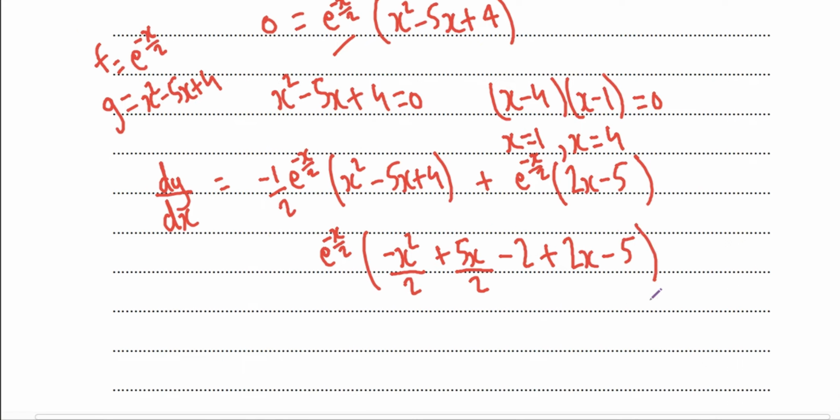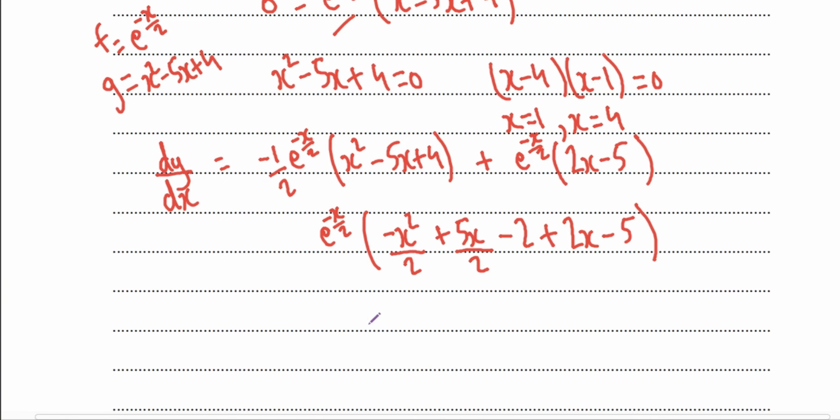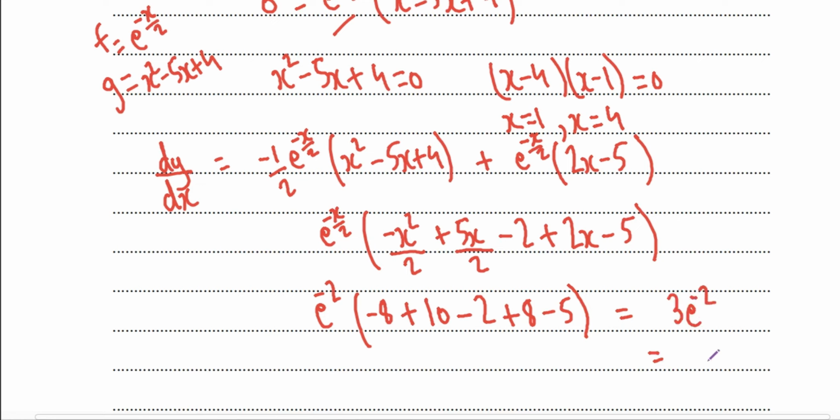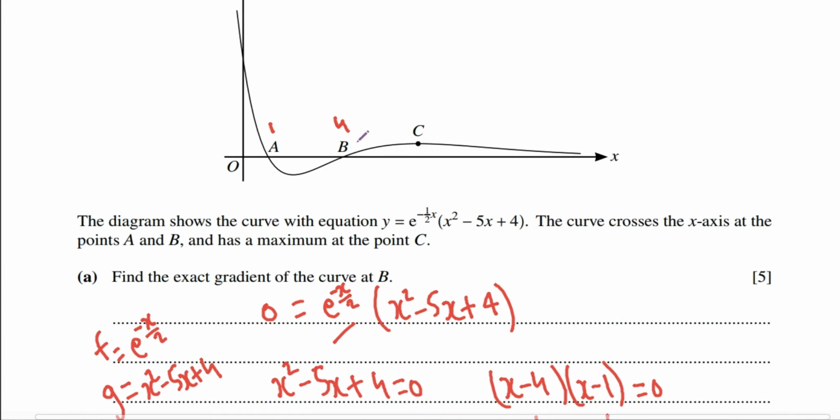And we have to find the gradient where x is equal to 4. So you're left with e to the power negative 4 over 2, which is negative 2, times negative 4 squared over 2, which is negative 8, plus 20 divided by 2, which is 10, minus 2, plus 2 times 4, which is 8, minus 5. That is just 3 e to the negative 2, which is equal to 3 divided by e squared. And that's the gradient of this curve at point B.